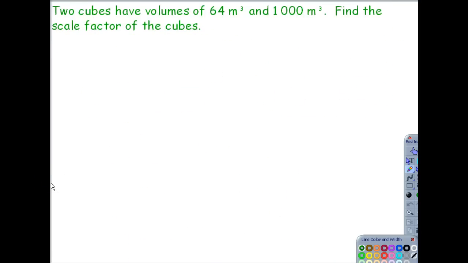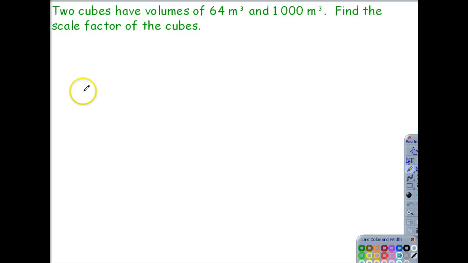The next example tells us we have 2 cubes that have volumes of 64 meters cubed and 1,000 meters cubed. It asks us to find the scale factor of the cubes. One thing I'm noticing, and I kind of mentioned this before, is we're talking about cubes. I don't see the word similar, but we know that all cubes are similar to each other, because they're a special type of prism. Even though they don't have the word similar, they do say something about scale factor, and usually when they say scale factor, that means similar. But in the past few problems we've been doing, we've been given the scale factor, so that makes this one different.